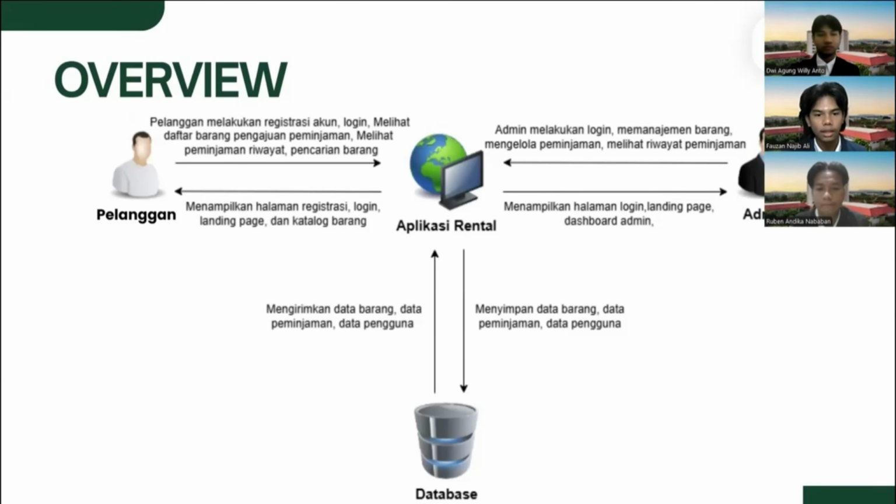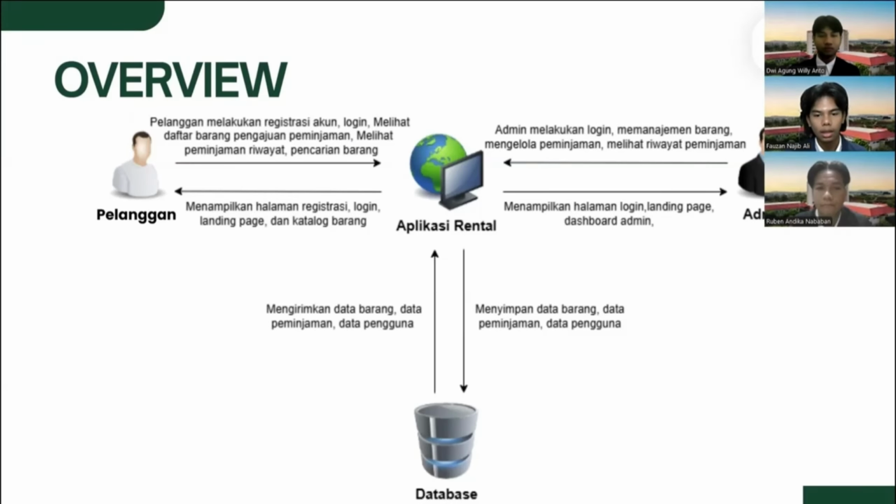Visitor can register and login using username and password. Visitor can also see their borrowing history and search items, while the feedback system will display the registration page, login page, and goods catalog page. Next, admin can login using username and password. Admin can manage items, like create, edit, and delete. Admin can also manage loans and view loan history, while the feedback system will display the login page, landing page, and admin dashboard page. Database can save item data, loan data, and user data, while the feedback system will send item data, loan data, and user data.